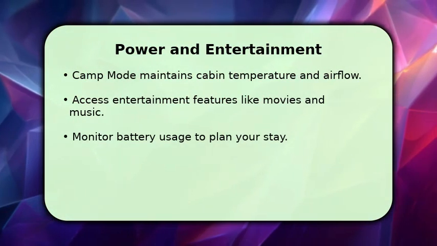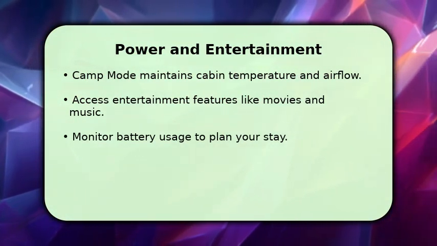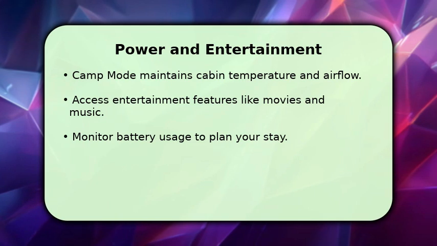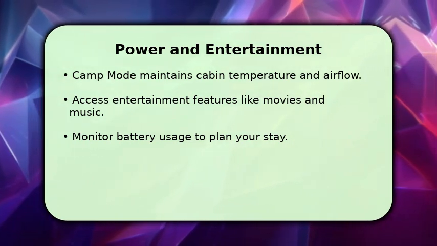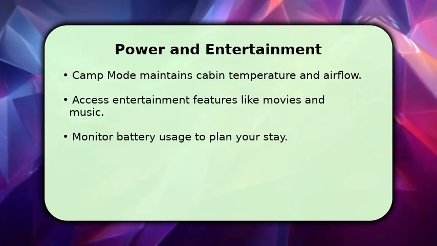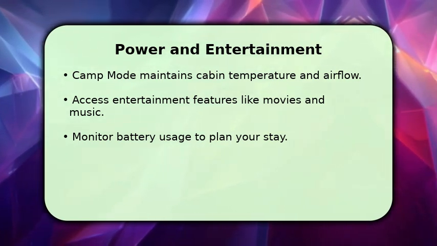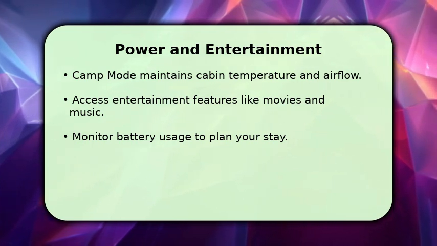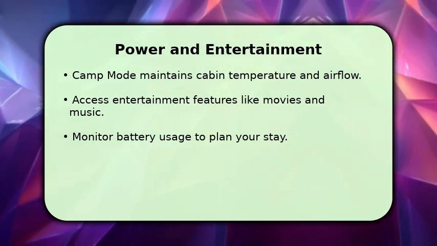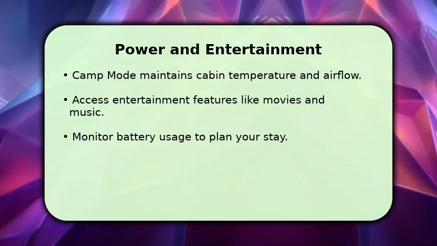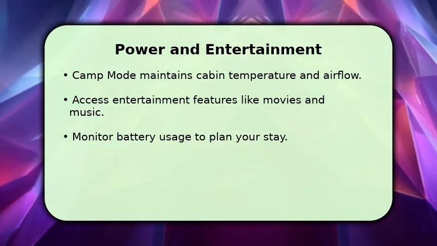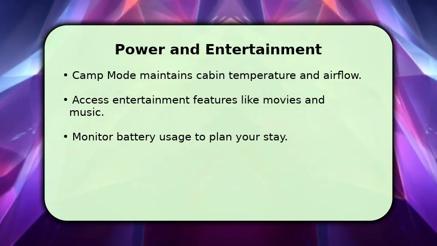Camp mode is designed to keep your cabin comfortable while providing entertainment. It maintains the climate control, ensuring a pleasant temperature and airflow throughout your stay. You can also access your Tesla's entertainment system, enjoying movies, music, or games. Remember to keep an eye on your battery level, as continuous use of climate and entertainment features will consume power.